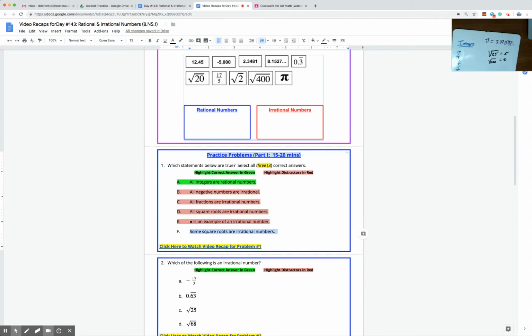Part F says some square roots are irrational numbers. We know that needs to be true as well. Some square roots are irrational numbers. We saw 2 examples here on the whiteboard of rational number square roots, but then there's other square roots, the square root of 2 being the prime example, but there are tons of them.